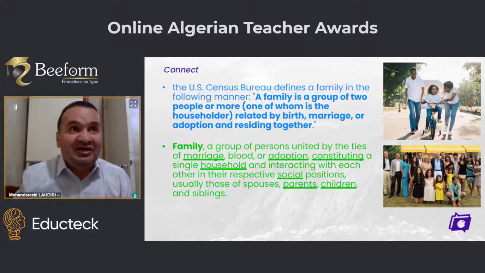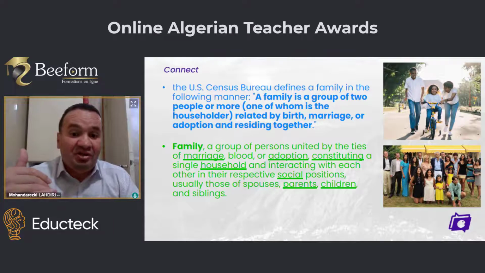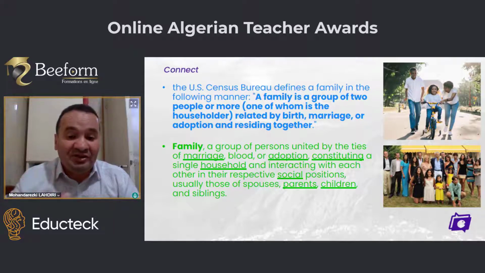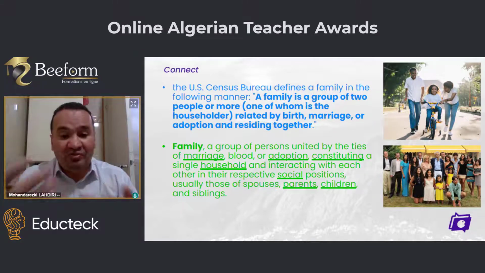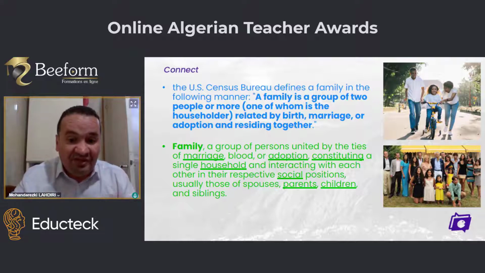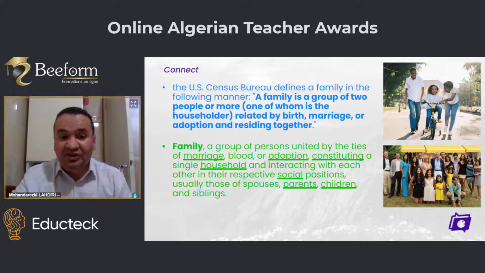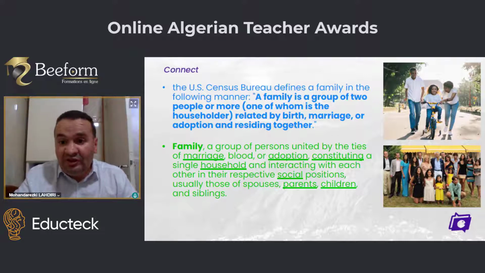So here, when we say respect, we have already brainstormed the word respect. That means there is always respect between a father and a son, a mother and a husband, children with parents, parents with children. So the form of respect is really important here. And that's what constitutes the respective social position. Usually those of spouses, parents, children, and siblings. So now we finish with definition and brainstormed words about, let's say, family.